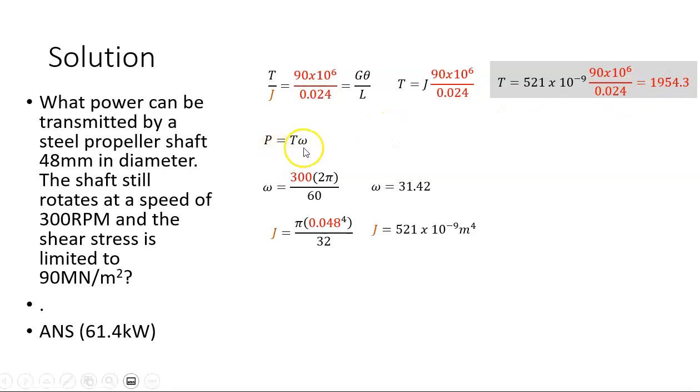Okay, so the power is torque times omega. So I have my torque, 1954.3 newton meters. I have my omega, which is 31.42 radians per second. So power is torque times omega. I multiply the torque by the omega and I get 61.404 watts, and that works out to be 61.4 kilowatts.